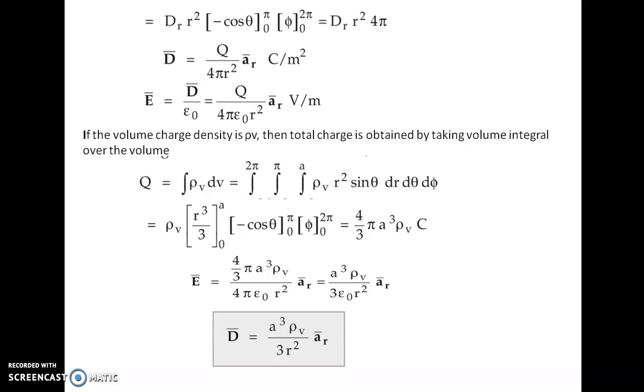Now D can be obtained as epsilon naught into E, so I can write a cube rho v divided by 3 r square into a r cap. So this is the expression for D when the point lies outside the uniformly charged sphere. Next case, we will see what happens when the point lies on the sphere.